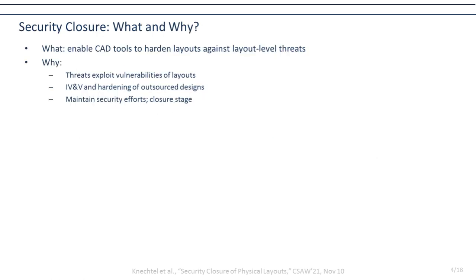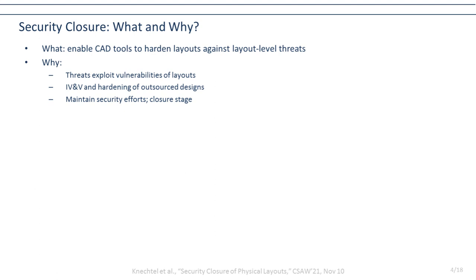So with this background, let us now jump into the topic, security closure. What is this and why do we need this? If you want a one-line summary, I would say security closure means to enable CAD tools to harden layouts against layout-level threats, CAD tools being the software tools which are used nowadays to help design integrated circuits. Why do we need this? Well, we've just seen that there are different threats which exploit vulnerabilities directly at the layout level. That is one key reason.